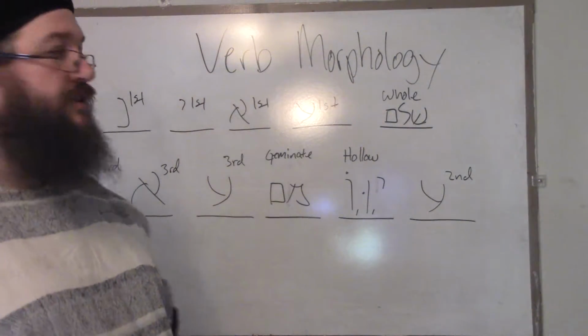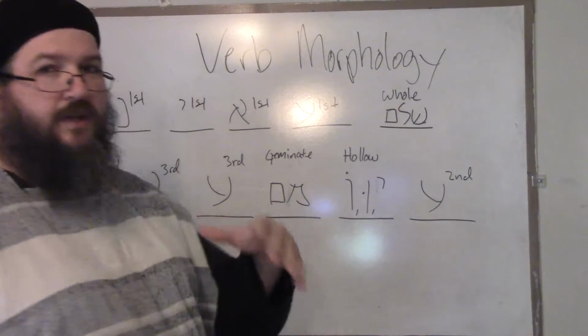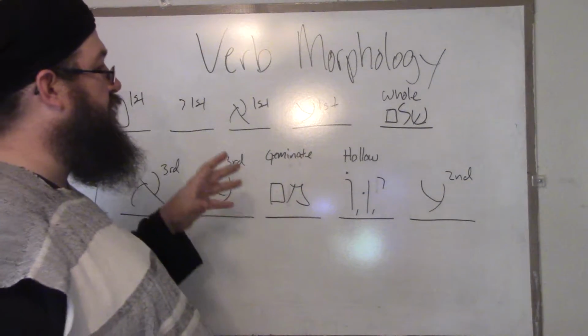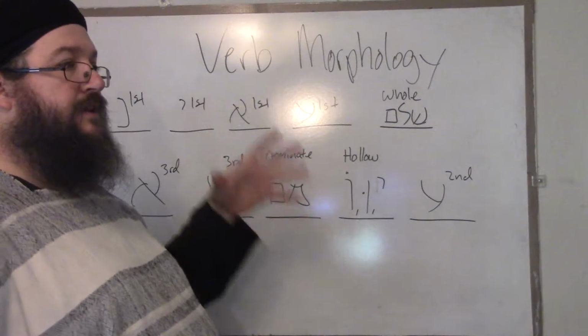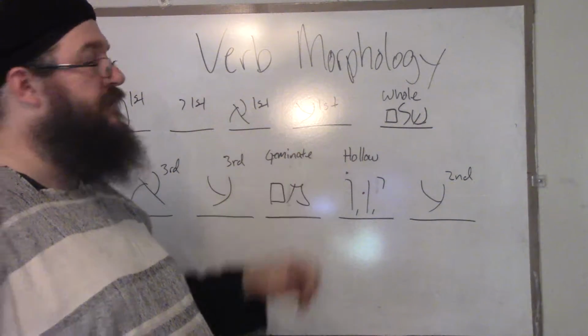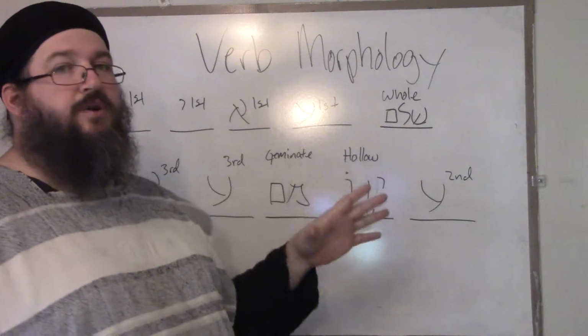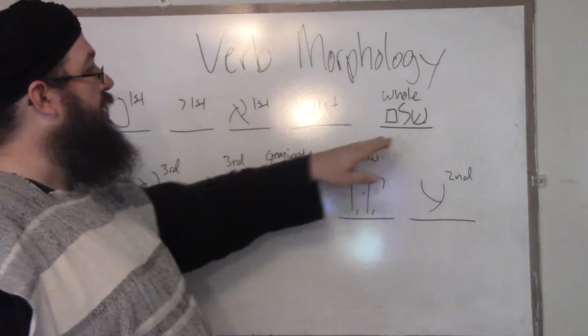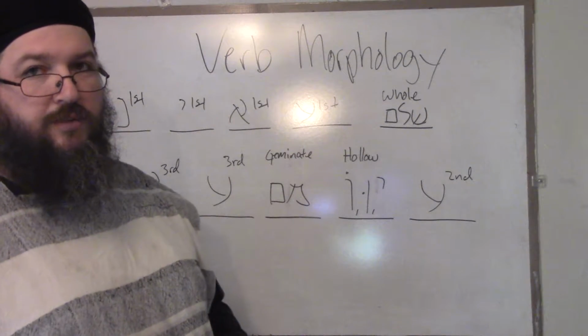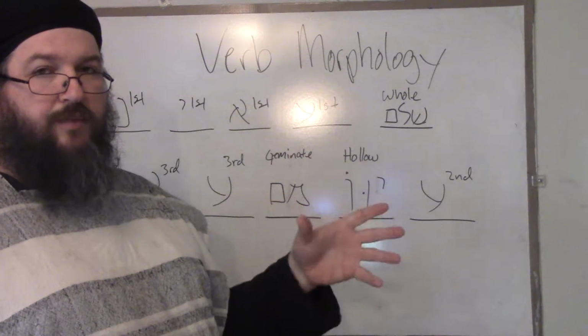Okay, in verb morphology we're basically saying, how do I take my verb and place it into the correct written and vowelized form so that I can say it in the future, past, and present tense. So this is going to be based upon what are the letters that are in that root. For example, in a whole verb, you're going to be having root letters that will not drop off or disappear.